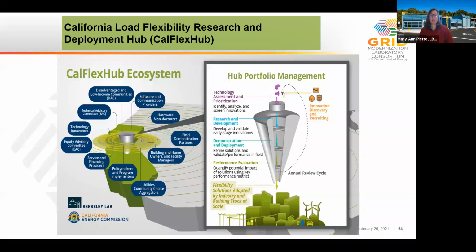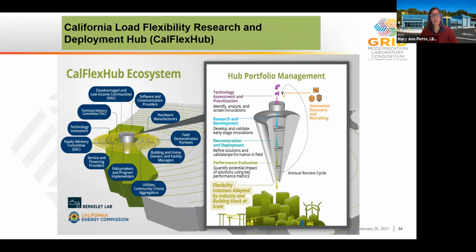I am happy to say that we've been negotiating with the California Energy Commission for something called the CalFlexHub. The California Load Flexibility Research and Deployment Hub is an epic solicitation that LBNL had won the notice of proposed award, and we're currently negotiating.